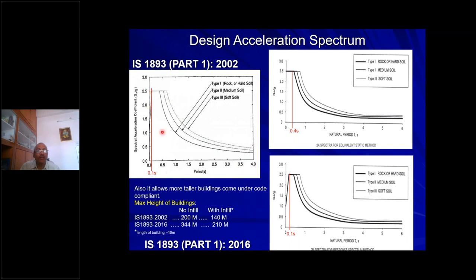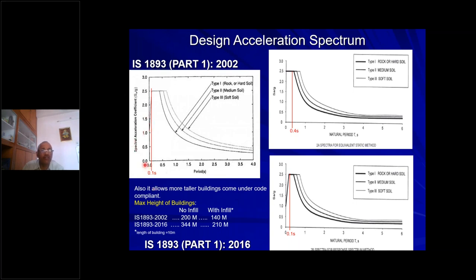Of course, the response spectrum takes into consideration different types of bases, that is type 1, type 2, type 3. Whether the building structure is located on soft soil, medium soil, or rocky soil. So, for example, in the old code, whenever the time period of the structure is less than 0.1 second, you can take the advantage of reduced spectral acceleration.